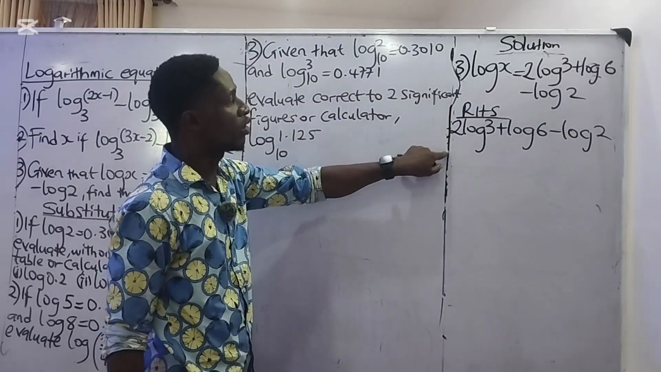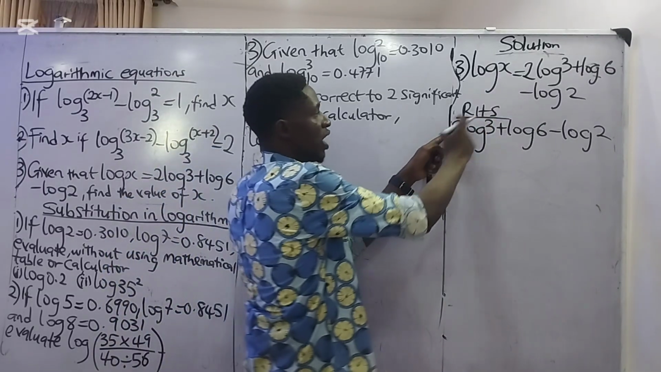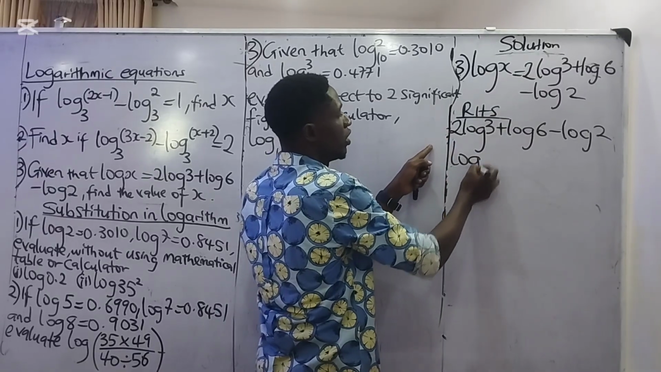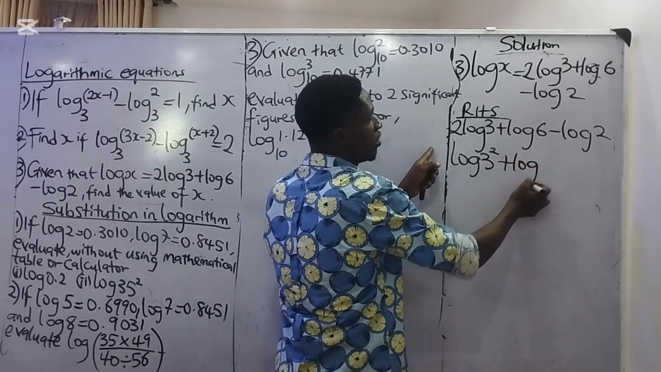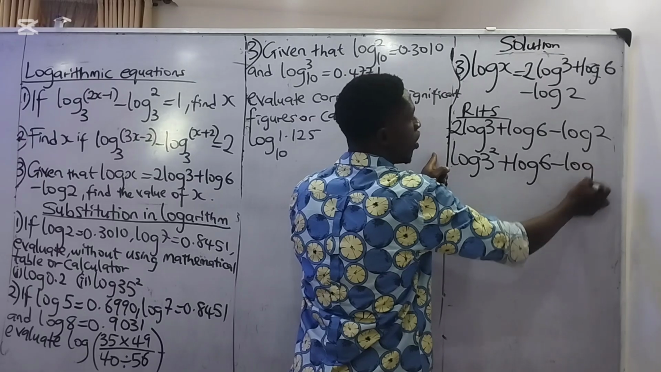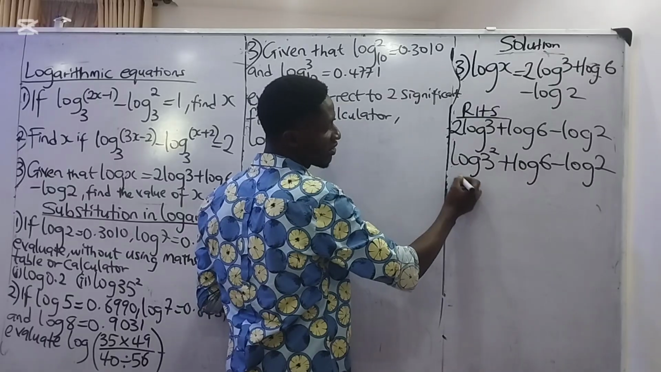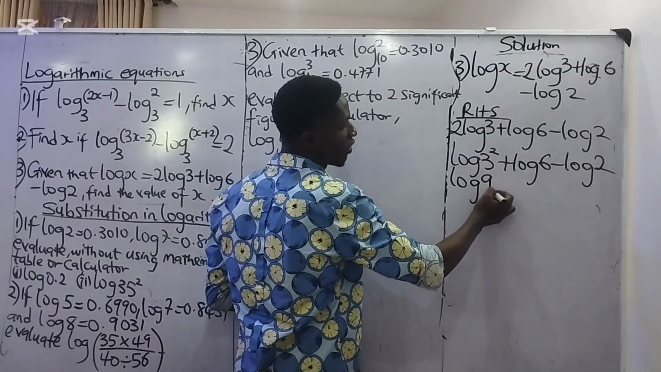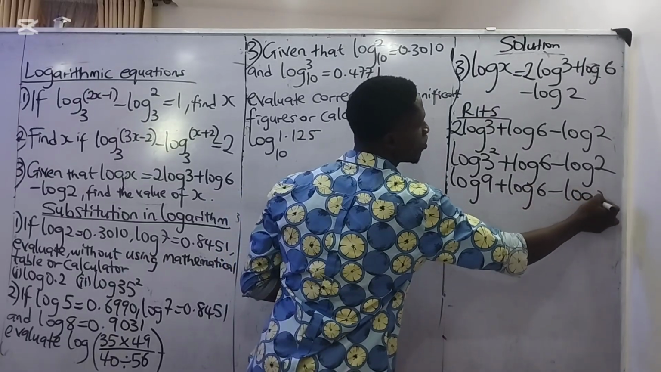In one of our laws, when you have a number in front of a log, we have to make it a power. So this 2 has to come here. We have log 3 raised to the power of 2 plus log 6 minus log 2. Log 3 squared is 9. That is log 9 plus log 6 minus log 2.